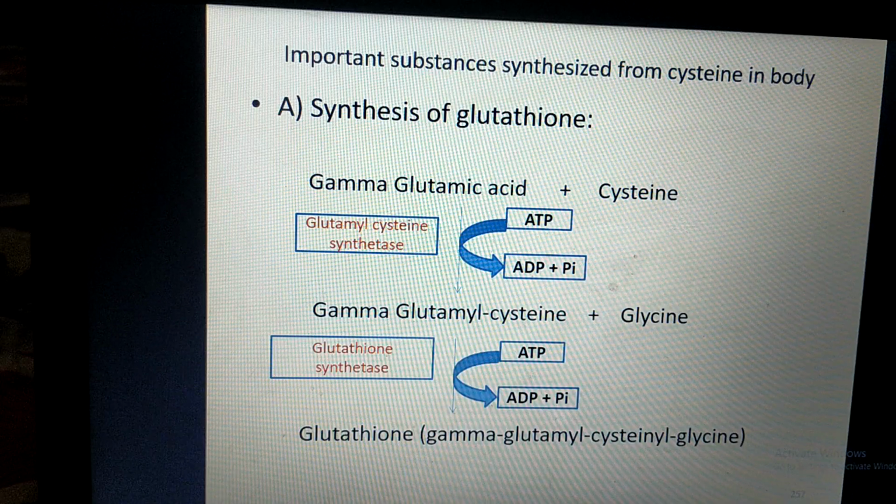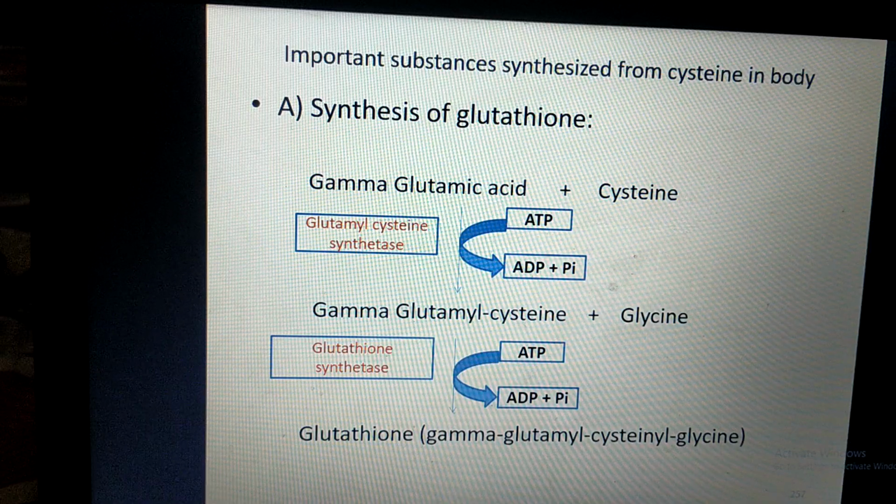Here glutamic acid is called gamma glutamic acid because glutamic acid has an extra carboxyl group, and that extra carboxyl group is attached to the gamma carbon of glutamic acid. So gamma glutamic acid combines with cysteine to form gamma glutamyl cysteine. The enzyme is glutamyl cysteine synthetase. Here, for the combination of these two amino acids, energy is required, and that is supplied by ATP. Therefore, the enzyme is a synthetase. In the next step, gamma glutamyl cysteine combines with the third amino acid, glycine.